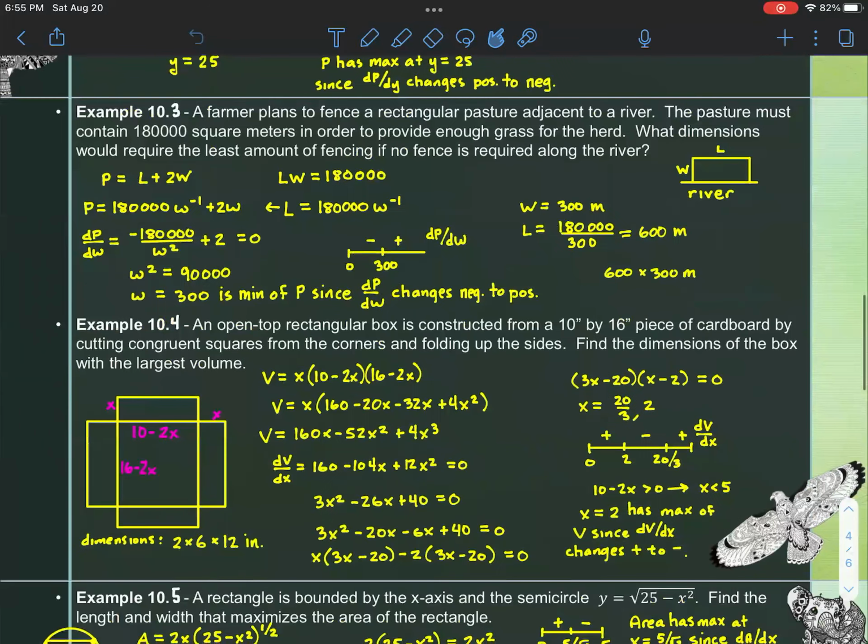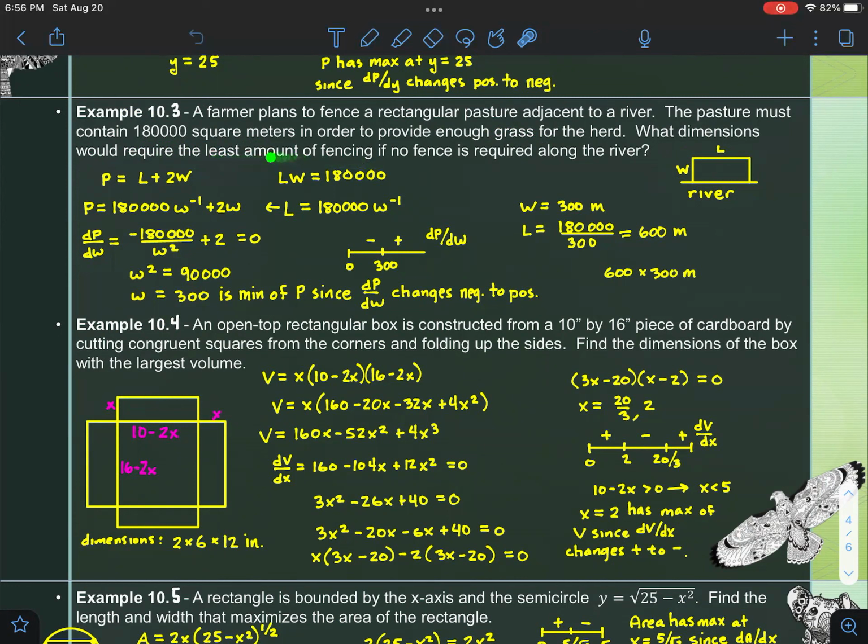Okay, example 10.3. A farmer is fencing in a pasture adjacent to a river. You can see from my picture here, the impact of that is that the fencing is really only 3 sides of a rectangle. The river itself is making up one of the borders. The pasture needs 180,000 square meters to provide enough grass. What dimensions would require the least amount of fencing?